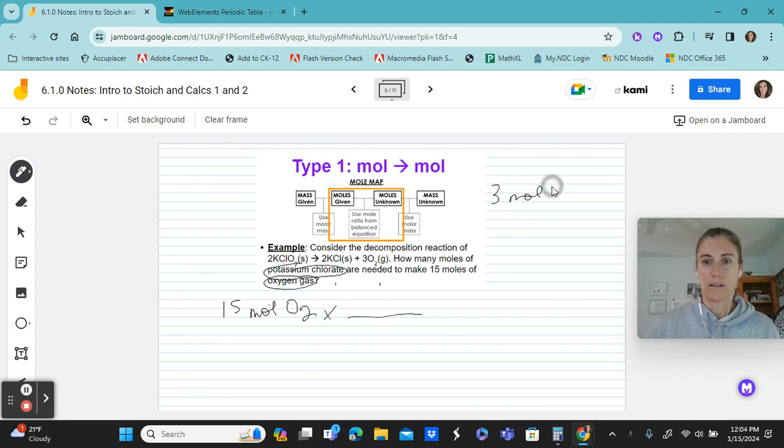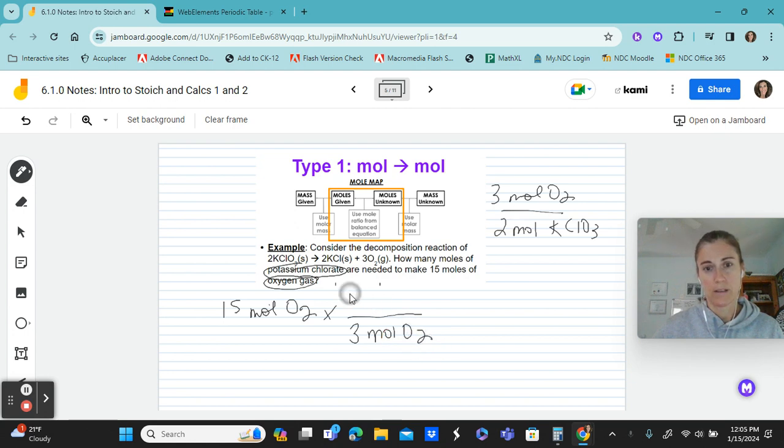On the side here, I'm just going to rewrite my mole ratio, and I can write it like that. But in this case, I want to flip it because I want oxygen on the bottom. So by putting oxygen on the bottom, I can cancel it out. The moles of oxygen are canceled out. And now I'm done. I wanted moles of potassium chlorate.